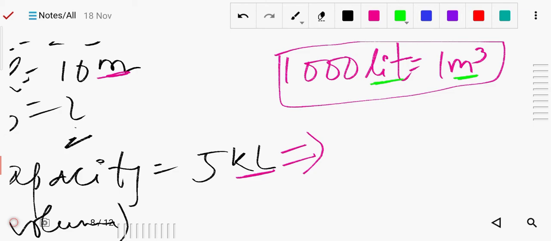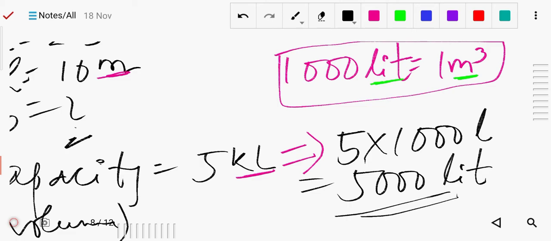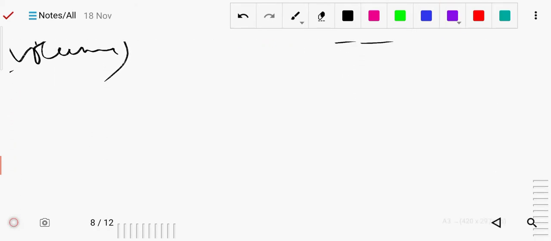So here kiloliter is there. In 1 kiloliter, how many liters? You multiply by 1000, so it is 5000 liter. Now we have all the units, so now we will write the formula.